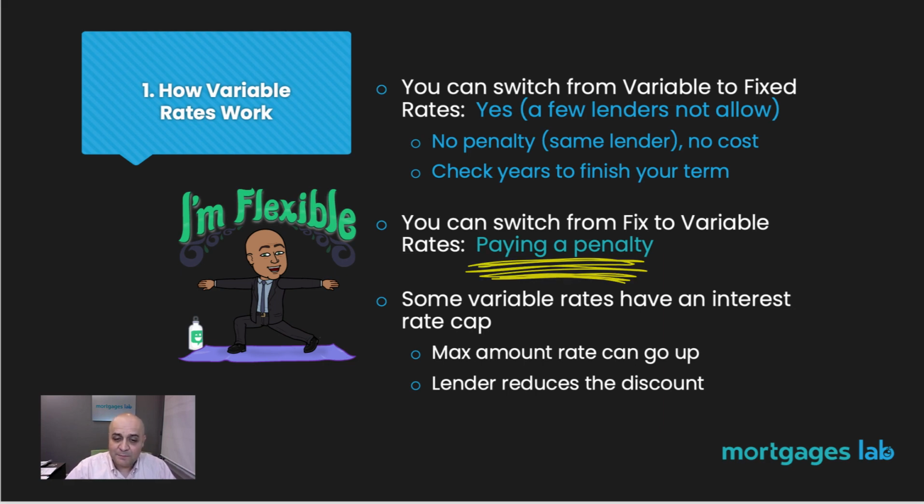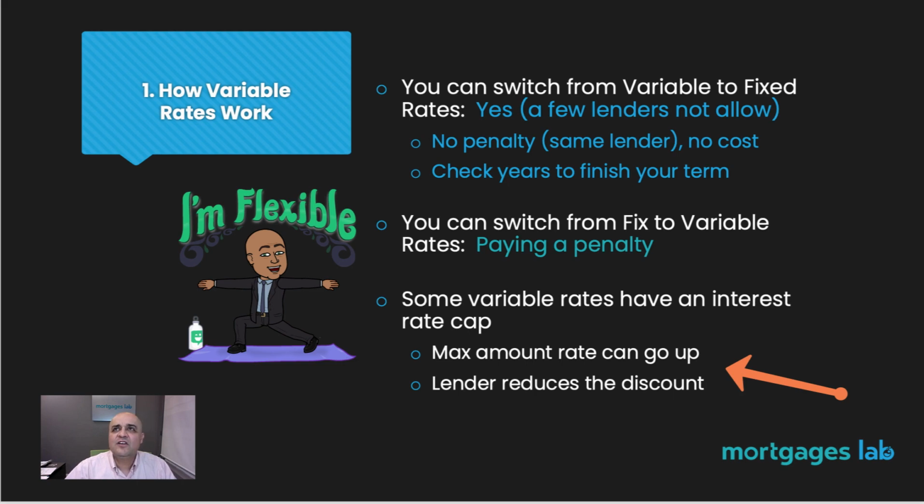Now, another important thing, there's some variable rates that have an interest rate cap. What that means is that by contract, the rate cannot be higher than a certain amount. I'll give you an example. You have a variable rate. Let's say right now your variable rate is at 3%, and you have a rate cap of 5%. What that means is even if interest rates continue to go up, the maximum that lender will be able to charge you is 5%, even if the rates go to 6 or 7%, which is very unlikely, but that is another type of variable rate.